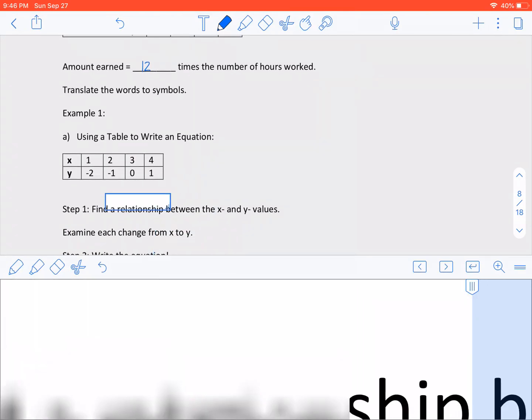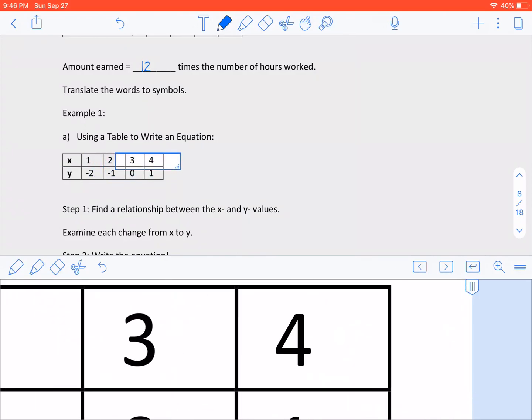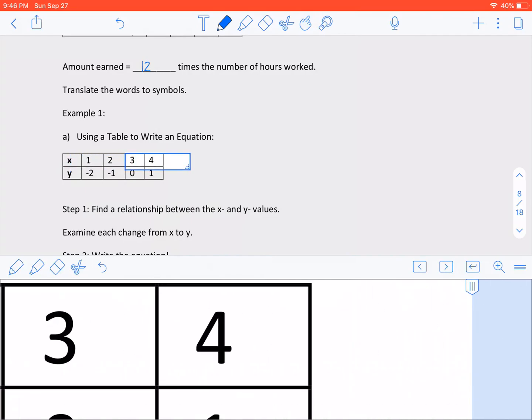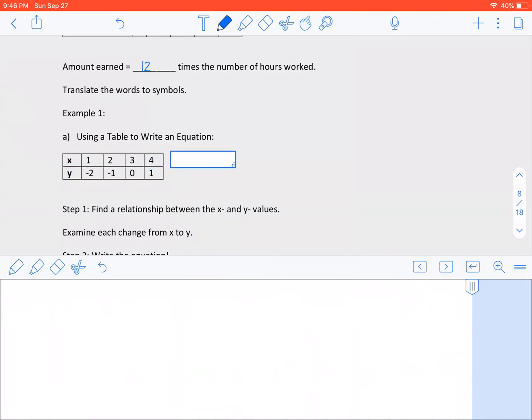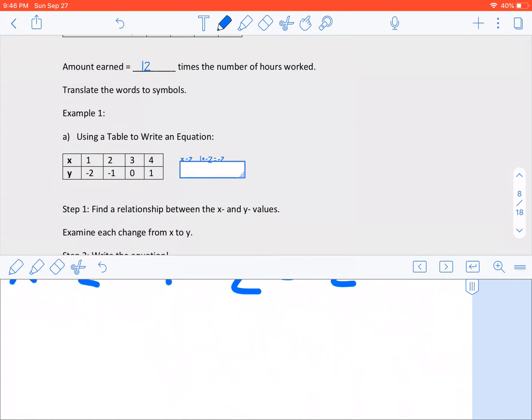Let's do the same thing here. How do I get from 1 to negative 2, 2 to negative 1, 3 to 0, 4 to 1? So on the first ordered pair, 1, negative 2, I could say times negative 2. Because if I take 1 times negative 2, I get negative 2, and that works for the first one. Let's see if it works for the rest. 2 times negative 2, that equals negative 4. So it's not multiplying by negative 2. So these do not work.